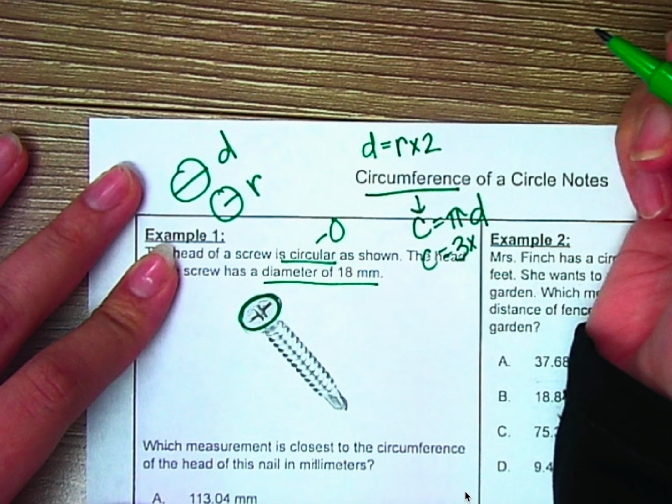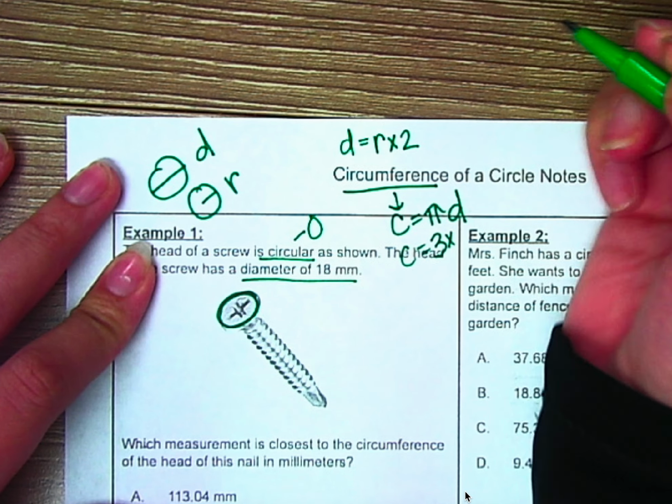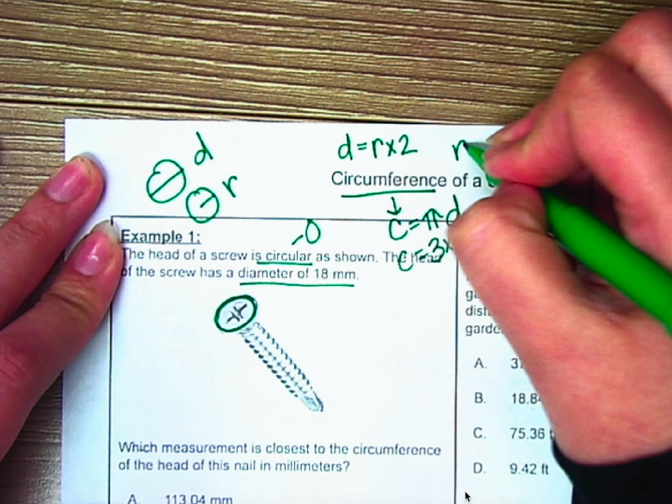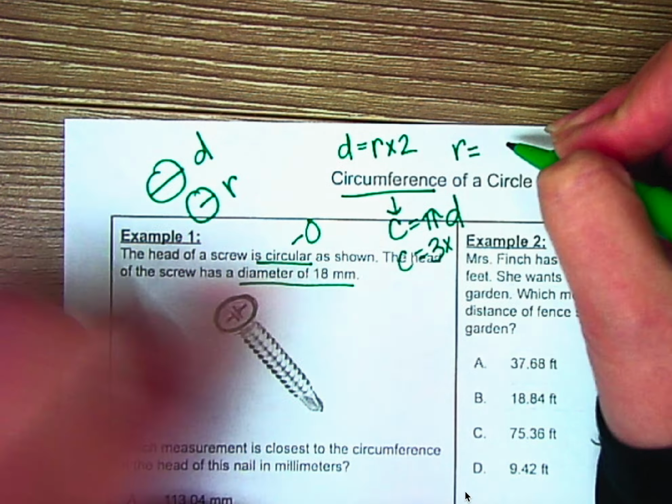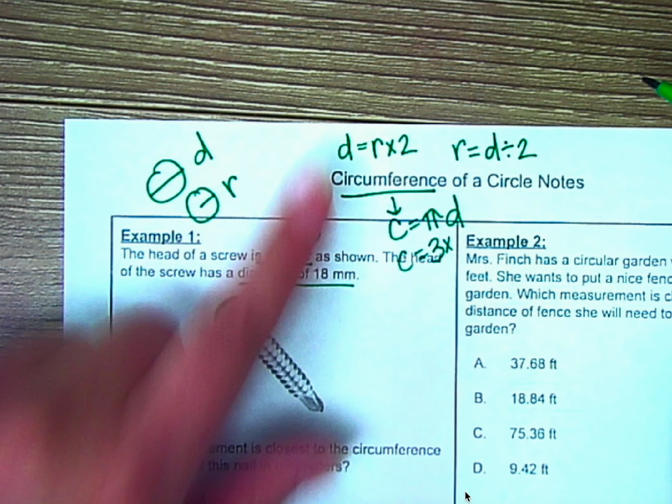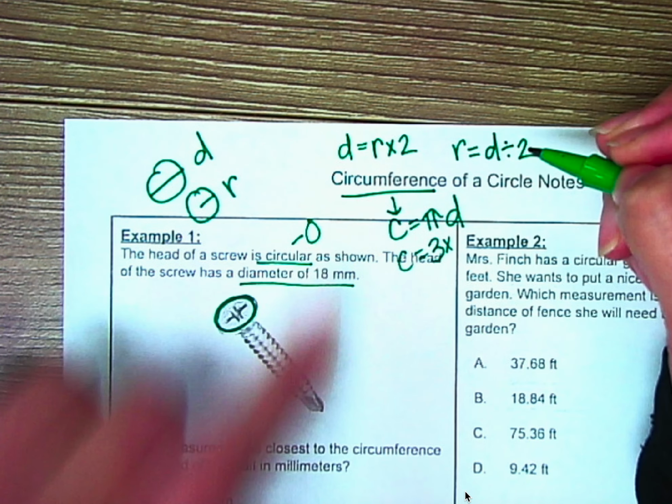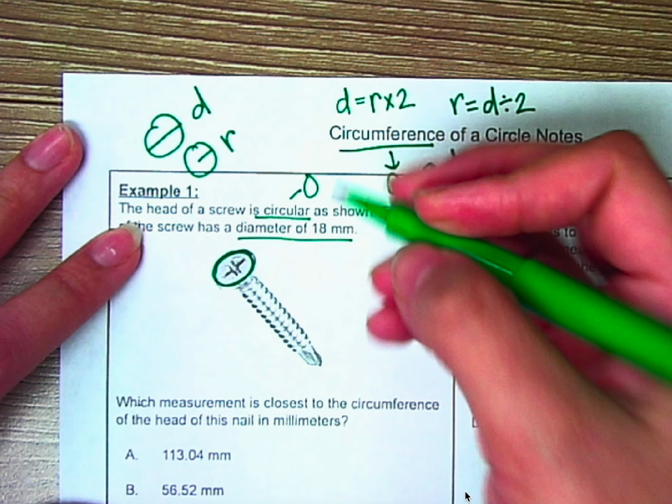I'm also going to put up here, if you need to find the diameter, you need to multiply. Let's put it right here. To find D, you need to multiply the radius times 2. In order to find R, you need to divide the diameter by 2. So that's if you're finding D and R. Okay, so let's go back over here.